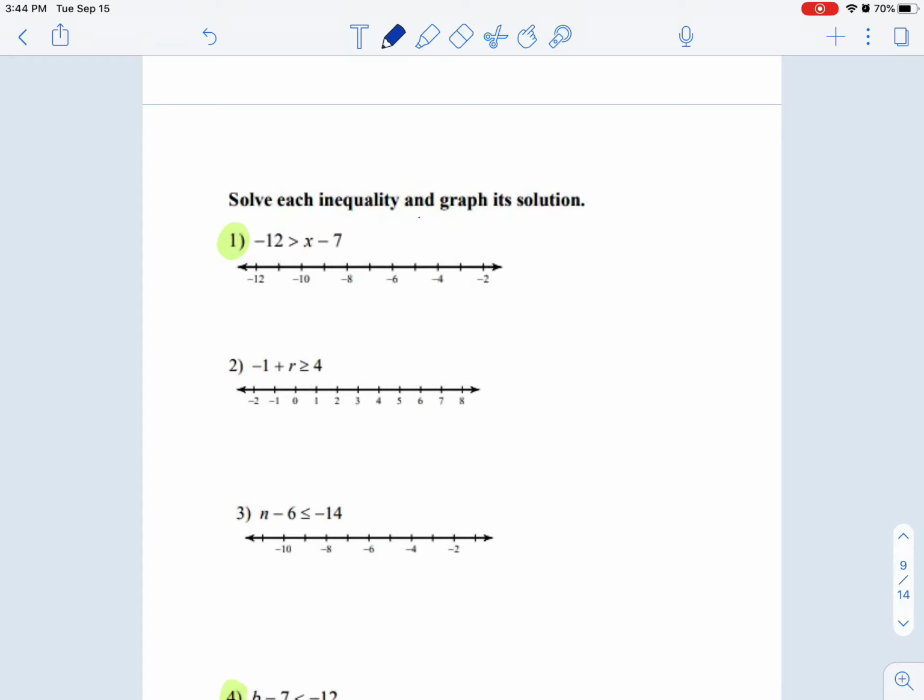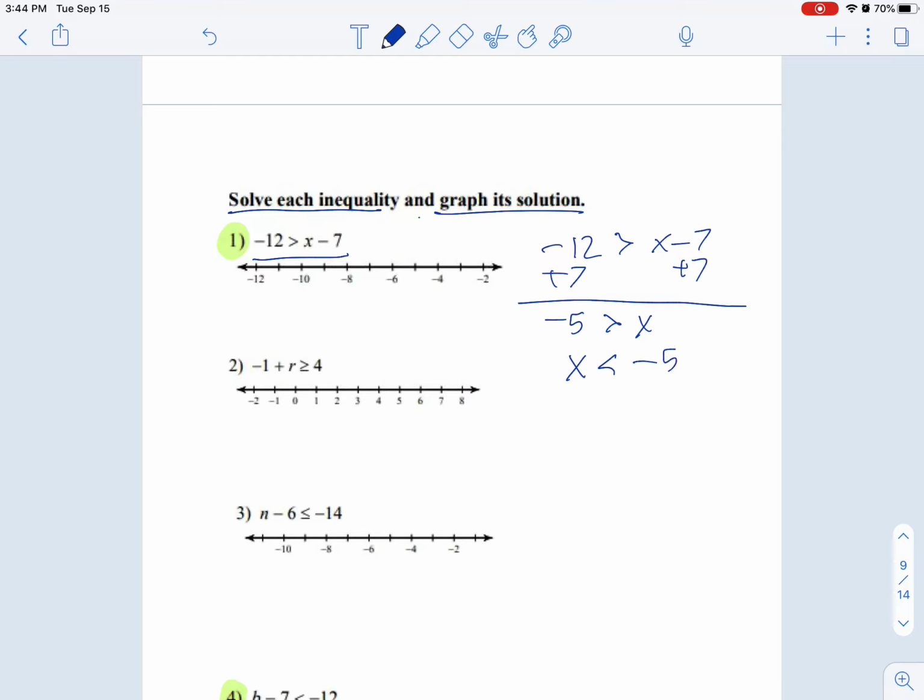Hello, today I'll be teaching you how to solve each inequality and graph its solution. So to solve this inequality, we just solve it like an actual problem. So you add 7 on both sides, and you get negative 5 is greater than x. Or we can rewrite it as x is less than negative 5.